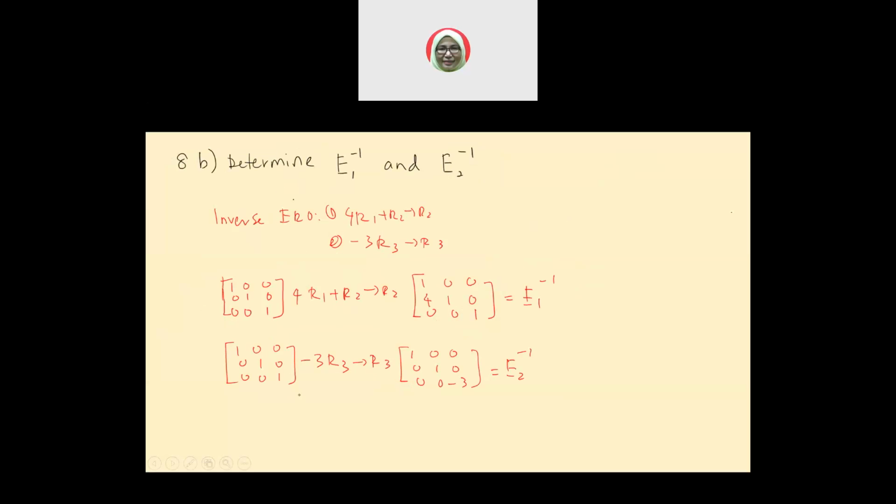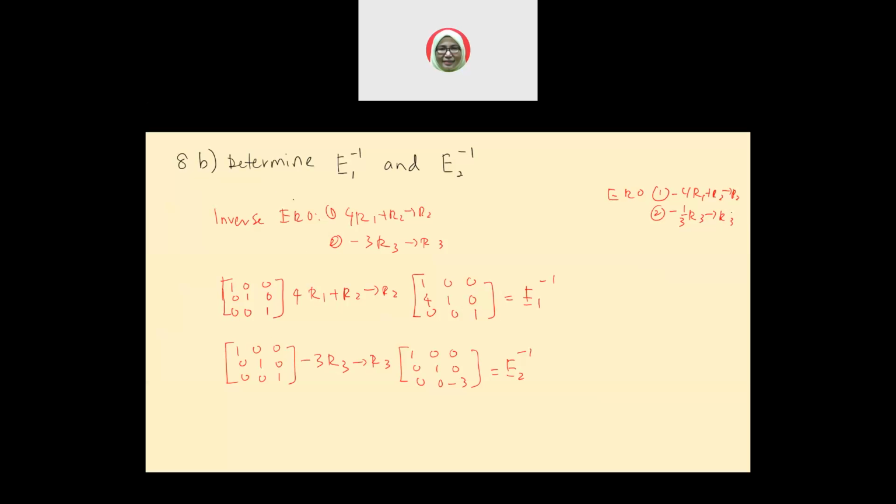Next, question B. Determine E1 inverse and E2 inverse. Of course we should get the inverse arrows. From the previous question 8a, the first arrow is negative 4 R1 plus R2 changes in R2. The second arrow is negative 1 over 3 R3 changes in R3.